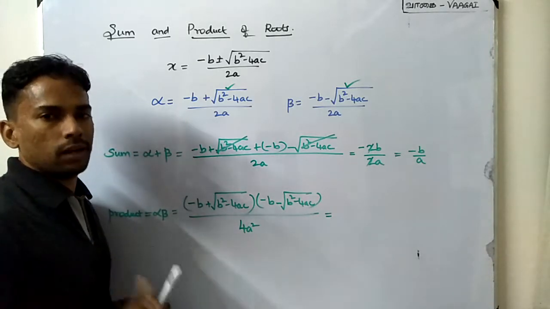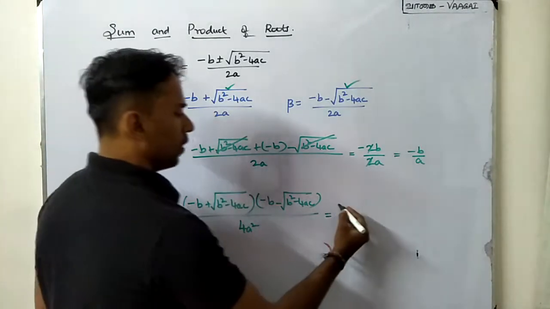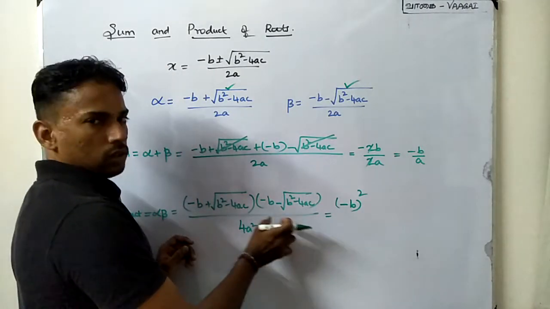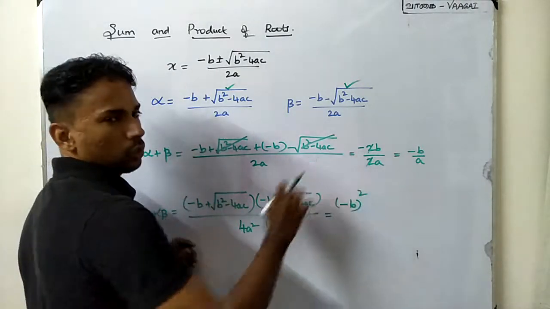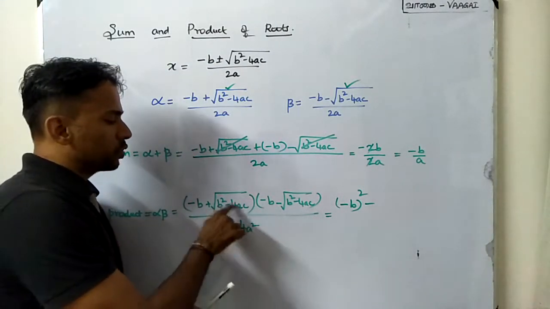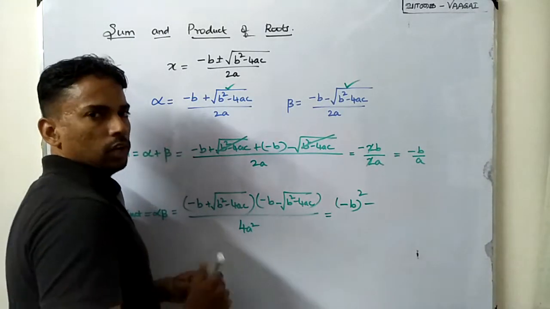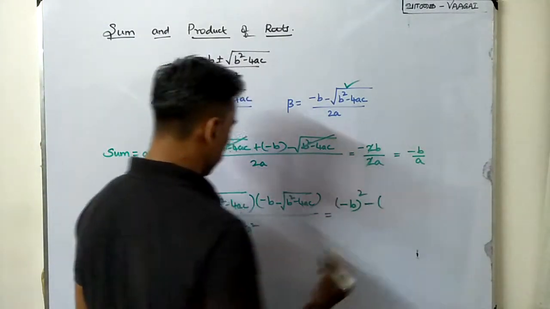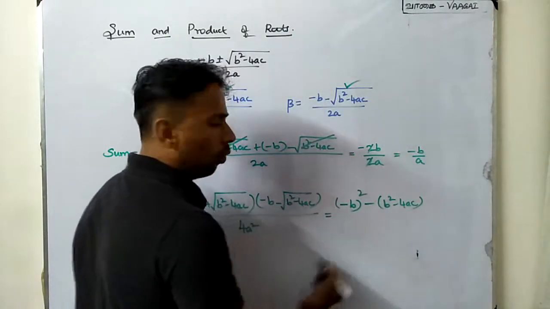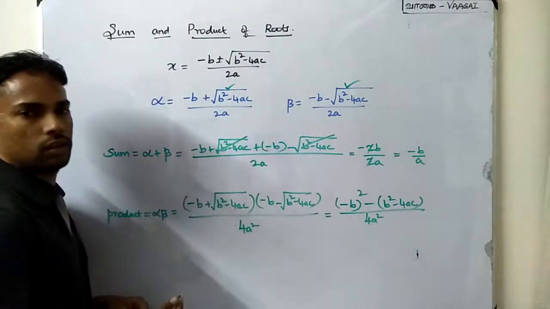So let's use the same identity over here. When I do that, we'll have minus b the whole square, where the a term is minus b, minus, here our b term is actually root of b square minus 4ac. I'll have to square that term. So when I square this term, we will be free from the root. So we'll be simply having minus of b square minus 4ac whole divided by, and here the denominator is 4a square.